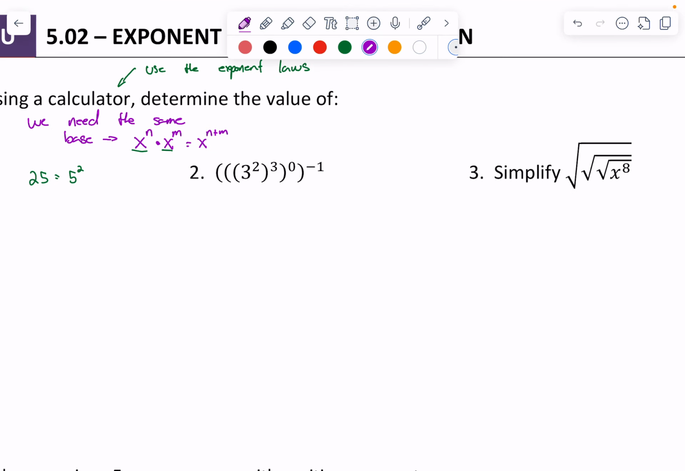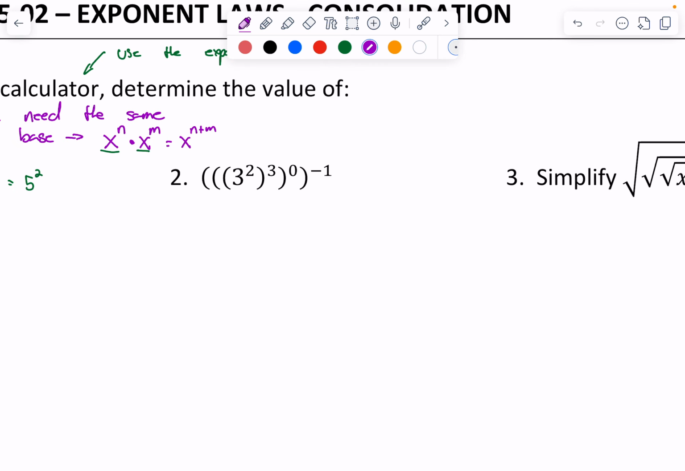All right. So number 2, we have 3 squared, and on the outside of the brackets, that is put to the power of 3, and then that's put to the power of 0, and that's put to the power of -1. So essentially you have a bunch of power to the power, right? So you start from the inside. So we start with the 3 squared, and that is being put to the power of 3.